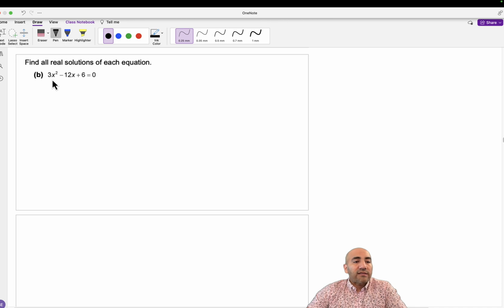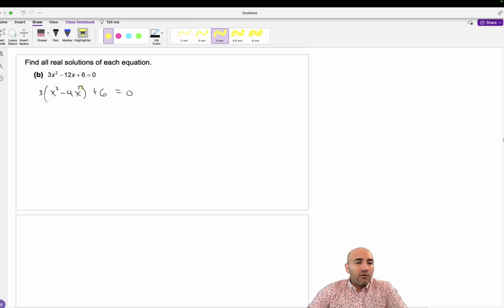So the general process is to factor it out of the first two terms, even if it results in a fraction for the second term. You just got to have a 1 right there. So I'm going to factor out a 3, giving me x squared minus 4x here, and I'm just going to leave that plus 6 out there. 3 times x squared gives you 3x squared, and 3 times negative 4x gives you minus 12.